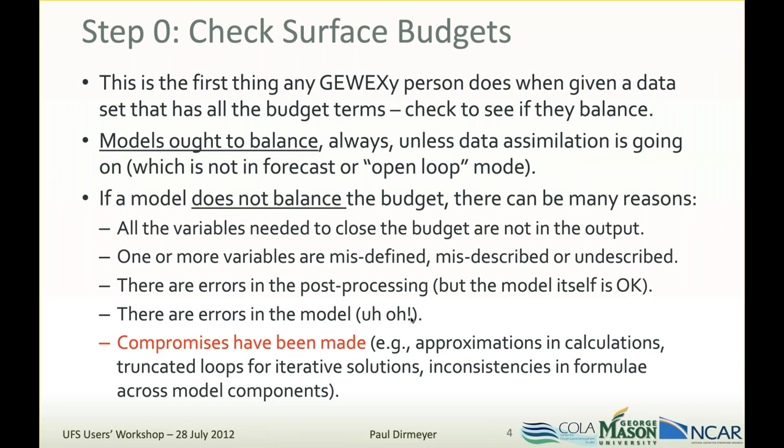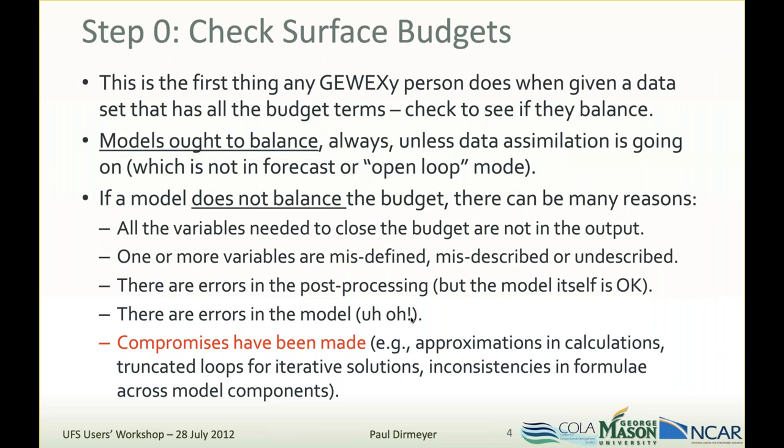If a model does not balance, there can be many reasons why things would go wrong. Maybe all the variables that you need aren't there in the output, so you just don't have the information that you need. Variables can be misdefined, misidentified, undescribed, misdescribed in the metadata, errors in post-processing, which means that the model was fine, the problem came later in the process.